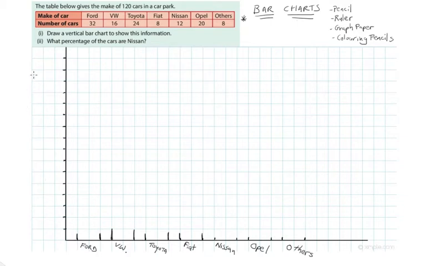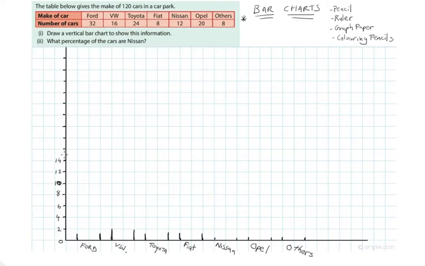Now, along here, we are going to have the number of cars. So this would be 0 down here, and then it's going to start increasing as we go up. Now, we're not going to have 1, 2, 3, 4, 5, 6, 7, 8, 9, 10 because it won't fit. But what we can do is each square, each box can represent 2 cars. So that would be 4, that would be 6, that would be 8. This would be 10. That would be 12.